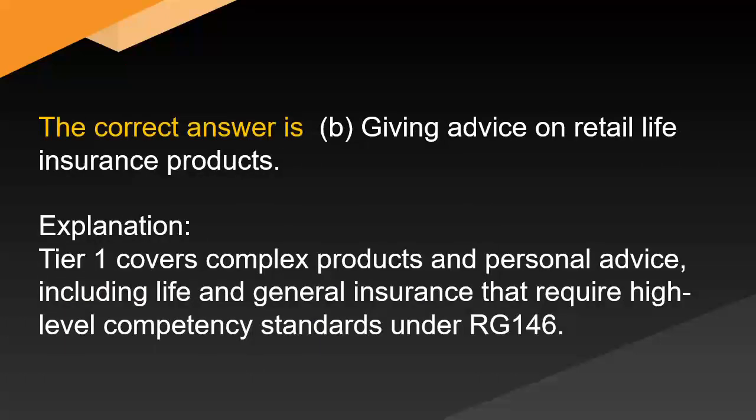The correct answer is B. Giving advice on retail life insurance products. Explanation. Tier 1 covers complex products and personal advice, including life and general insurance that require high-level competency standards under RG.